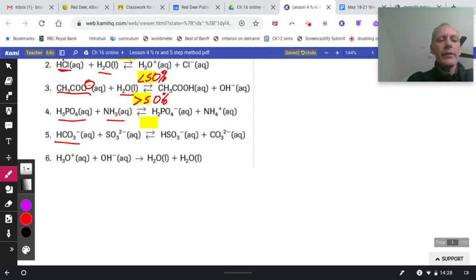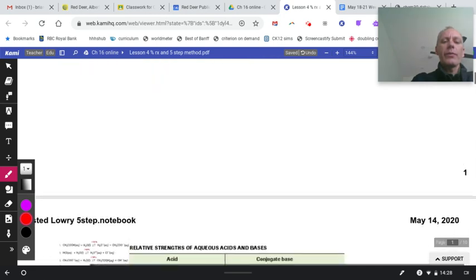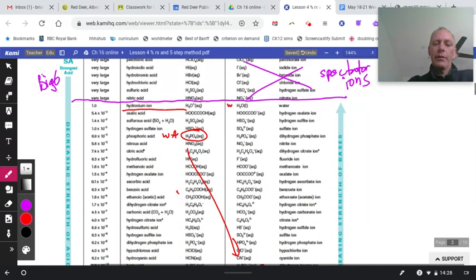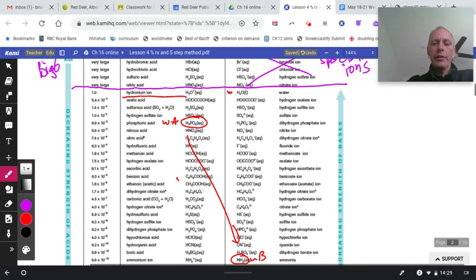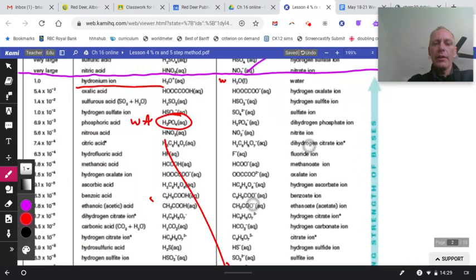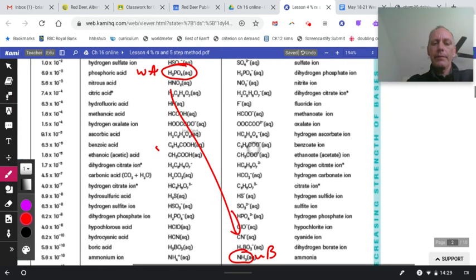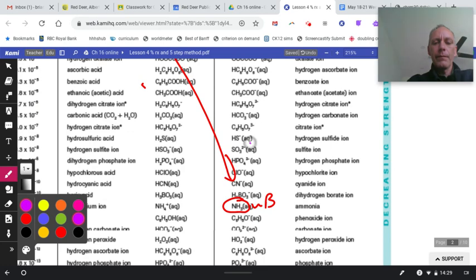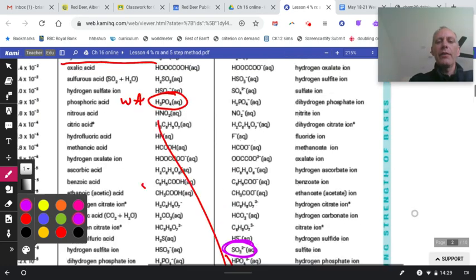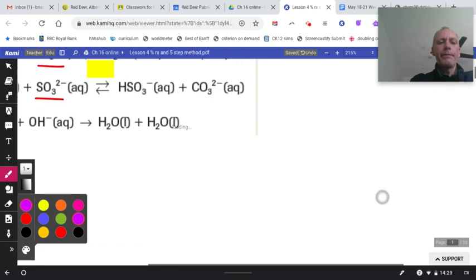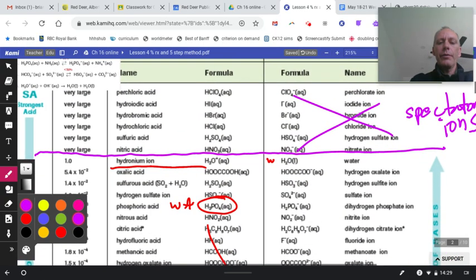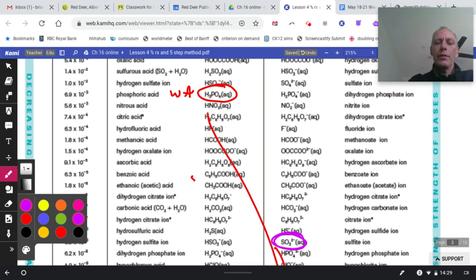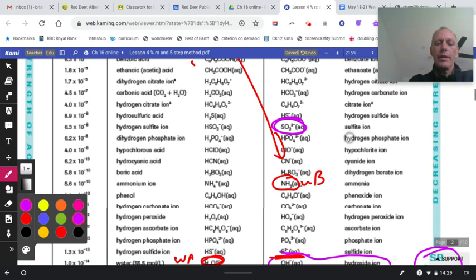Okay, another weak acid, another weak base, HCO3 minus and SO3 2 minus. SO3 2 minus is, where is it? Right there. Switch colors. And was that HCO3 minus? Yeah, HCO3 minus. Okay. HCO3 minus is right here.